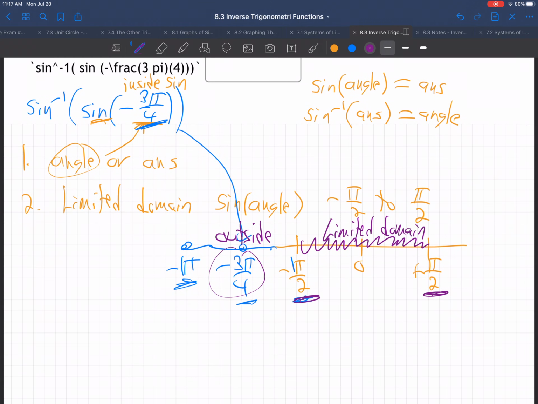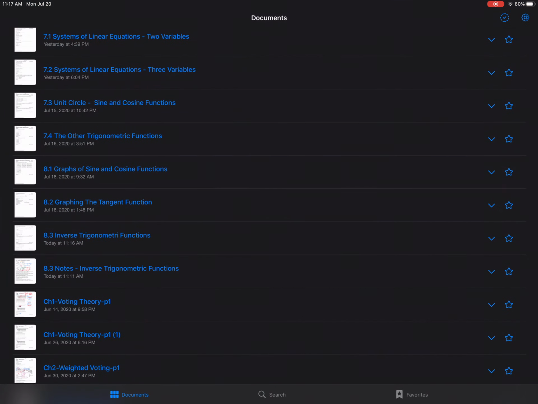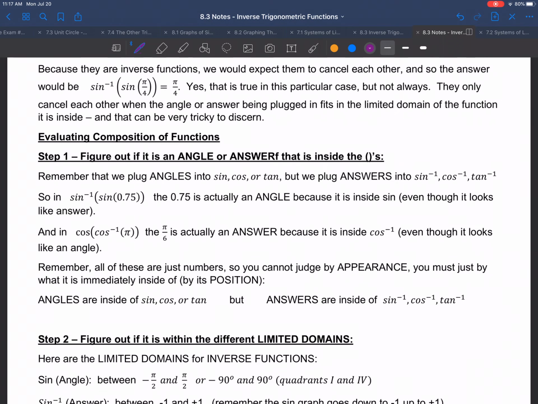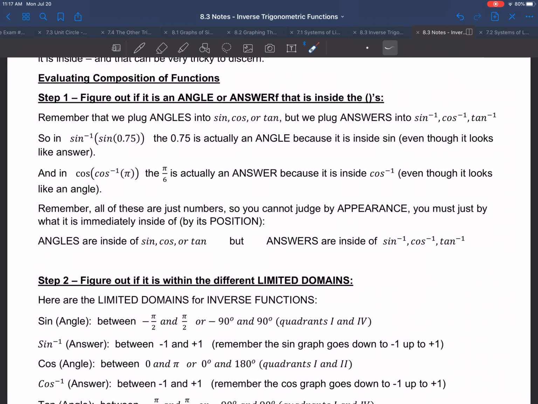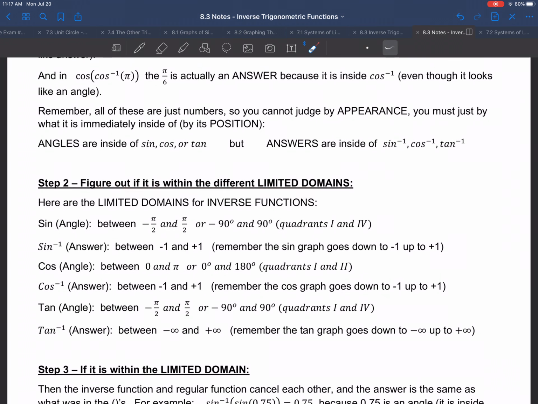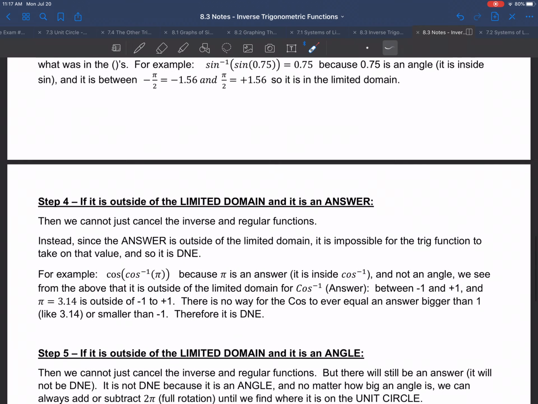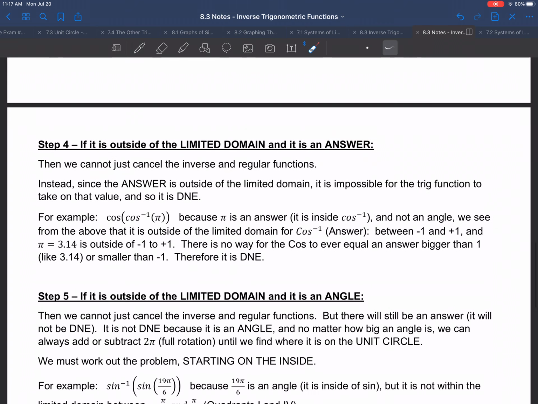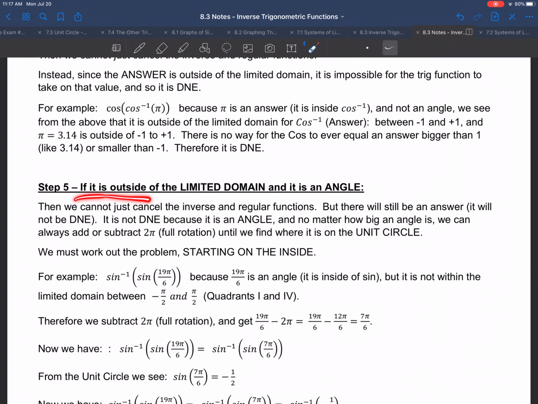If you look at the notes, I'll look at the notes with you real quick. Step 1, figure out if it's an angle or an answer. We did, it's an angle. Step 2, figure out if it's within the limited domain. There it is, negative pi over 2 to pi over 2. No, it's outside. If it is within, well, that's not us. If it's outside, that's us. And it's an answer? No, we don't have an answer. We have an angle. So step 5, if it is outside and it's an angle, okay, that's us. What do we do? Then we cannot just cancel.